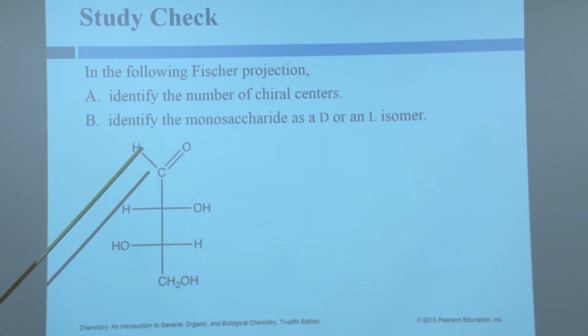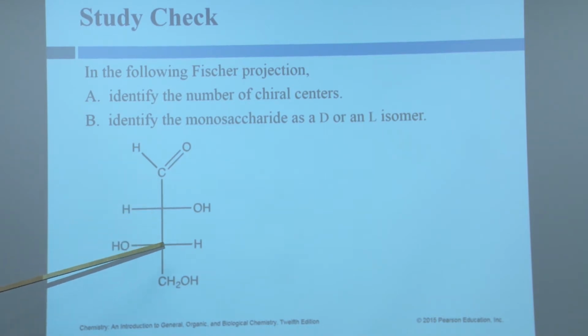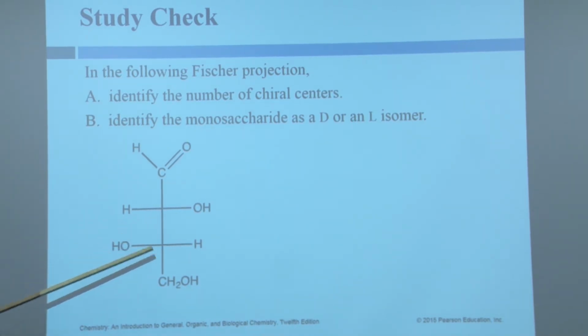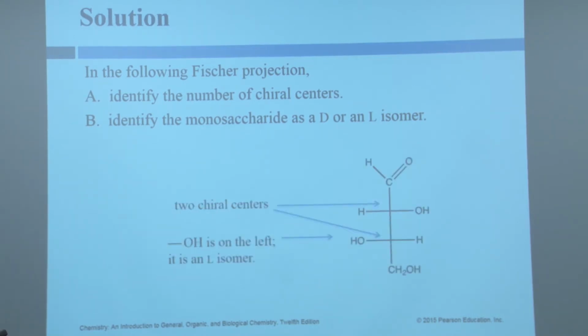Identify the monosaccharide as D or L. So from the carbonyl, going to the furthest chiral carbon atom, the OH is to the left, so it is an L isomer. So, 2 chiral centers, OH on the left is an L isomer.